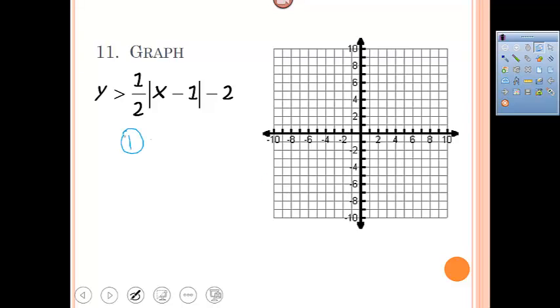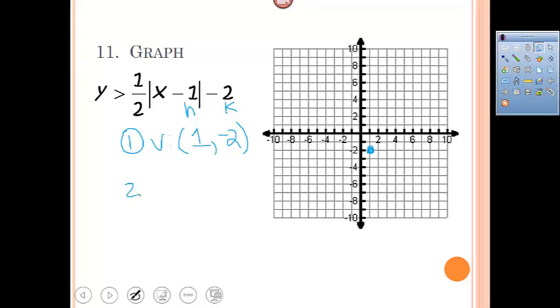So first thing I want to do is find the vertex. So my vertex in this case is the H and the K. Remember, it's the opposite, which would be +1, comma, what your k is, -2. That is your starting point. Over 1, down 2. So to the right 1, down 2.